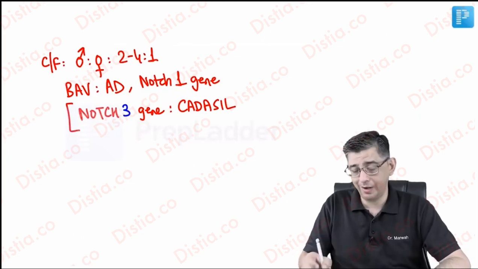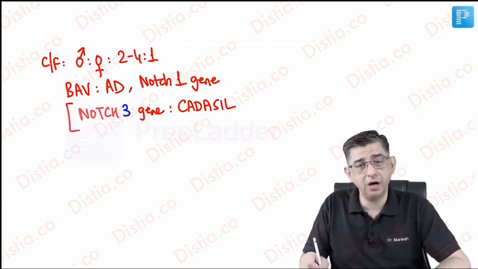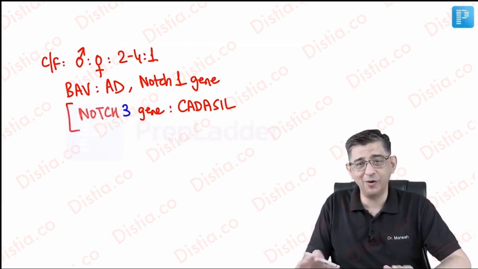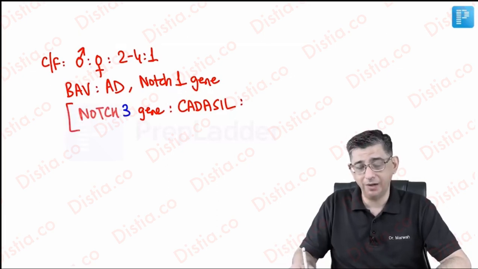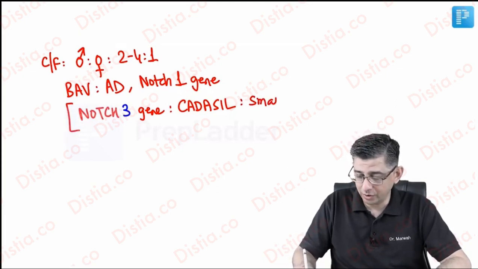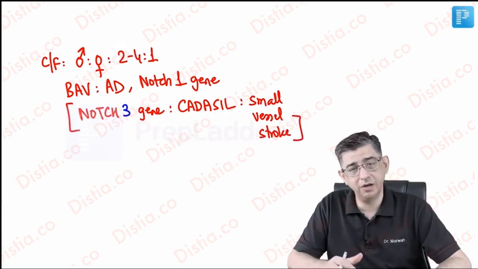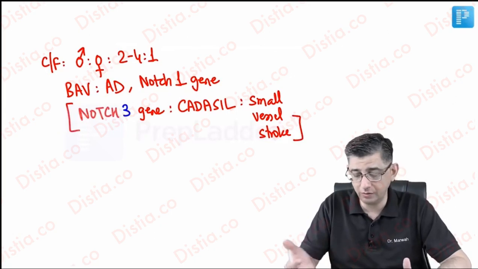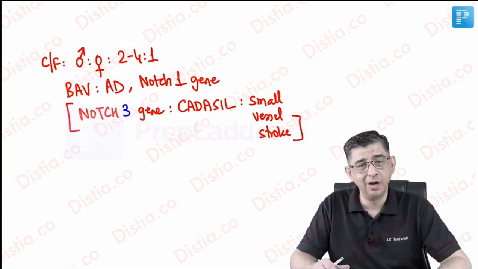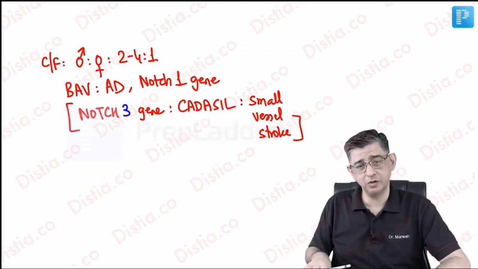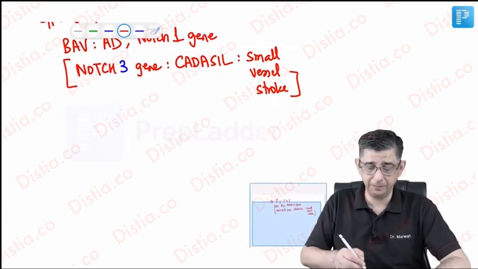The condition is called cerebral autosomal dominant arteriopathy with subcortical infarct and leukoencephalopathy. Longish name, don't worry. It's anyway present in stroke where I've written the full form, but this is a condition that contributes to small vessel stroke. So at the moment, 2 points to be remembered. That is NOTCH1 gene related to bicuspid aortic valve and NOTCH3 related to CADASIL, that contributes to small vessel stroke manifestations occurring in the patient.